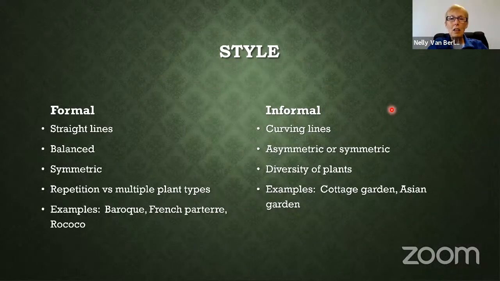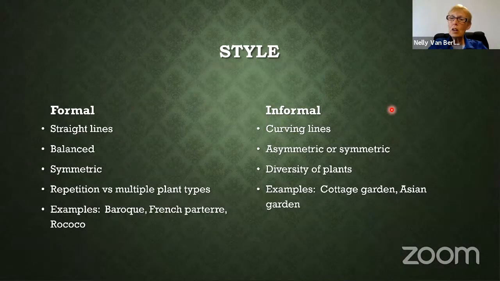Okay. Style, think about what you want. You can have a very formal garden, which has lots of straight lines, is very balanced, very symmetric. The formal style uses repetition of the same plant matter versus multiple plant types. And some of the examples of formal would be Baroque or French parterre, Rococo.